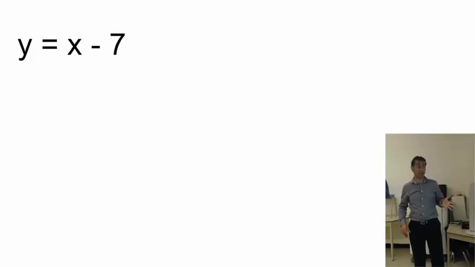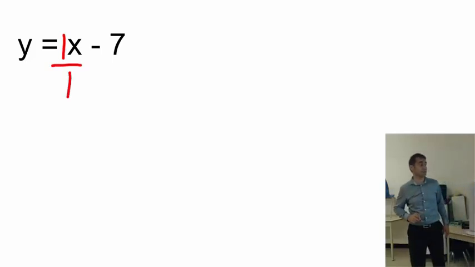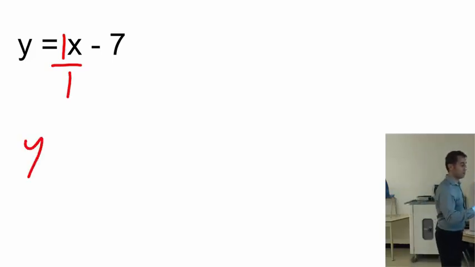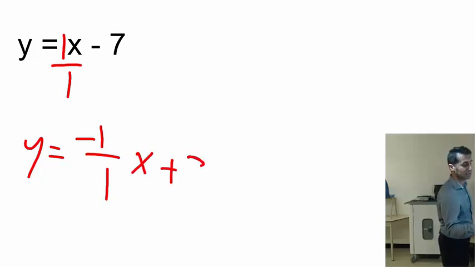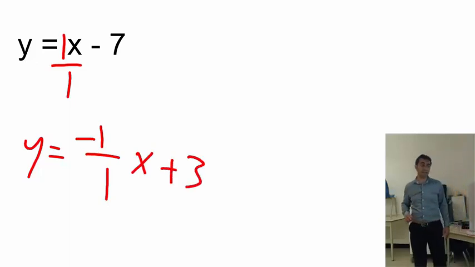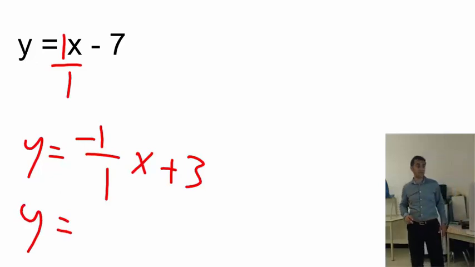Over here, I don't have any numbers. So that means in front of x, we have 1. And I need a fraction, so I'm going to add 1 as the denominator. So y equals 1 goes up, the other one goes down. Opposite sign, x plus 3, let's say. But I'm not going to leave my equation like that, because minus 1 divided by 1 will give me negative 1.